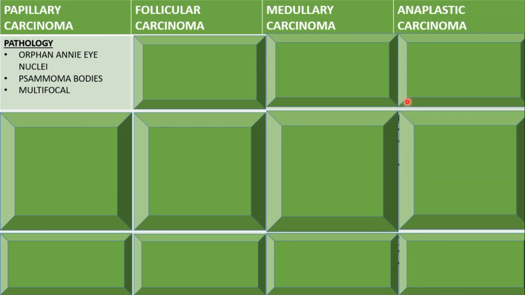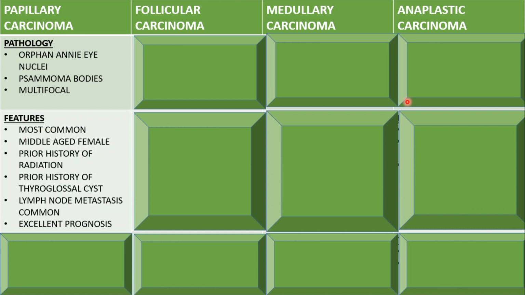When you talk about the papillary cancer of the thyroid, pathologically it has some classical findings. Classical findings like orphan nuclei. This is pathognomonic for this papillary cancer of the thyroid. You can also find psammoma bodies in papillary cancer of the thyroid. It is also found in some other papillary cancers, for example, in the ovaries. And usually, the papillary carcinoma of the thyroid is multifocal in origin.